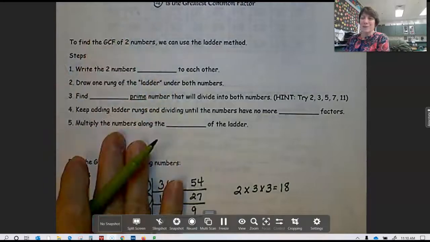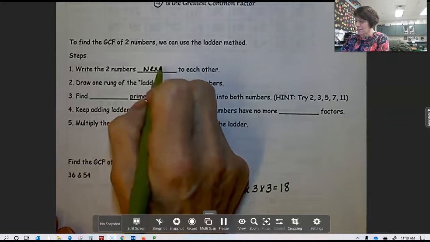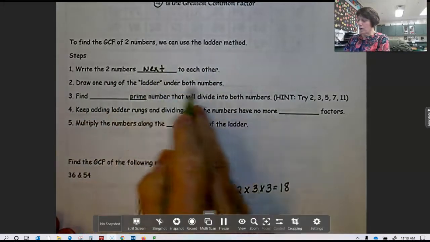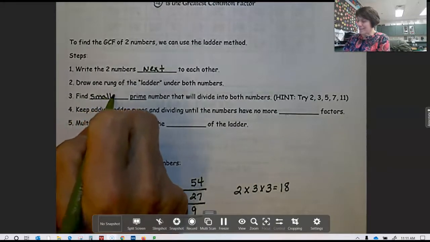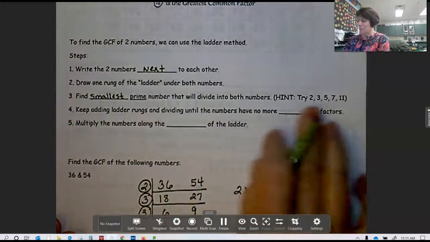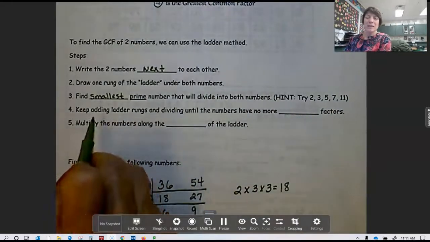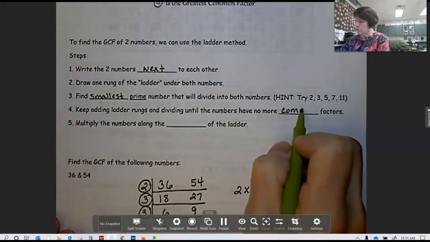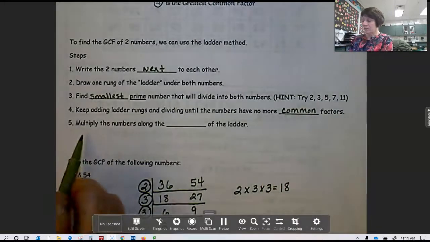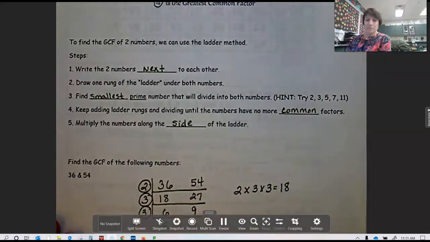Okay, so now I think the steps will make more sense to you. Let's fill those in. We're going to write the two numbers next to each other. Draw one rung of the ladder under both numbers. Find the smallest prime number, because that's easiest, that will divide into both of the numbers. Start with 2, 3, 5, 7, 11. You'll probably find it there. Keep adding ladder rungs and dividing until the numbers have no other common factors that will divide in evenly. Then multiply the numbers along the side of the ladder. All right, and there you go. That's how to find greatest common factor.